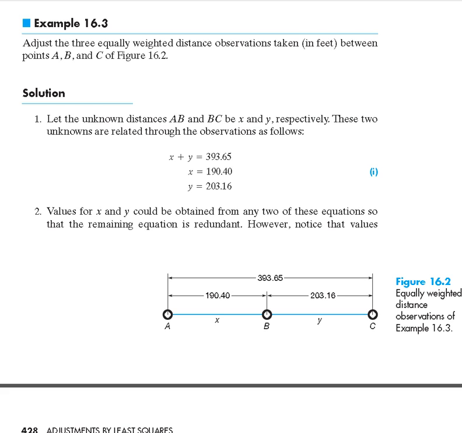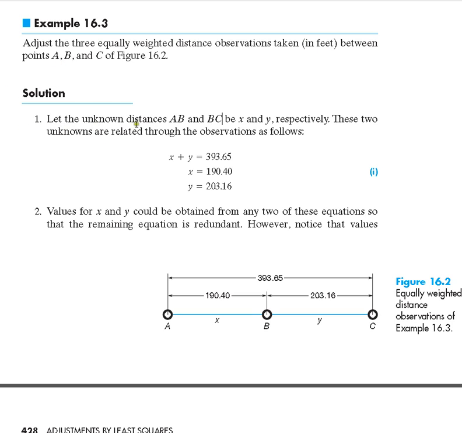In this video, we're going to discuss example 16.3 in the textbook. It states, adjust the three equally weighted distance observations taken in feet. Now, equally weighted means the weighted value is equal to 1 between points A, B, and C.